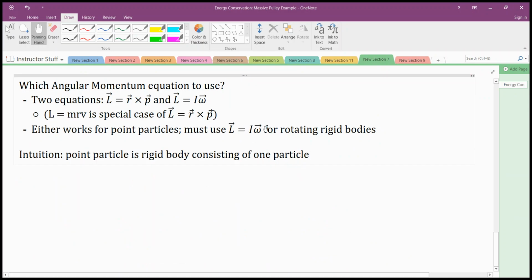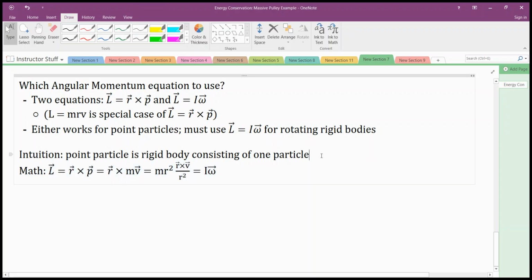As you may recall, this I omega angular momentum was derived from the r cross p angular momentum. We treated the rigid body as a collection of point particles and calculated r cross p for each of those point particles and added them up together. When we added them up together, we got I omega. In particular, then, for a rigid body of just one point particle, we just have to calculate r cross p once, and we'll end up with I omega for just one particle. So that's the intuitive reason behind it. A point particle is a rigid body that consists of just one particle.